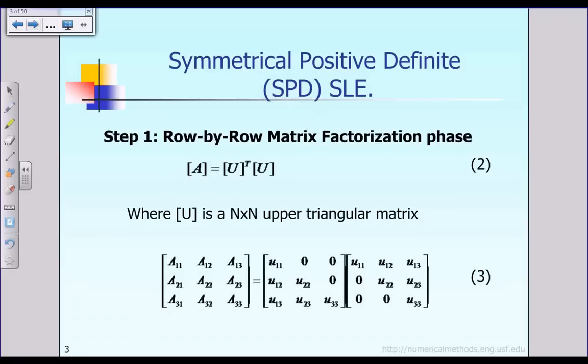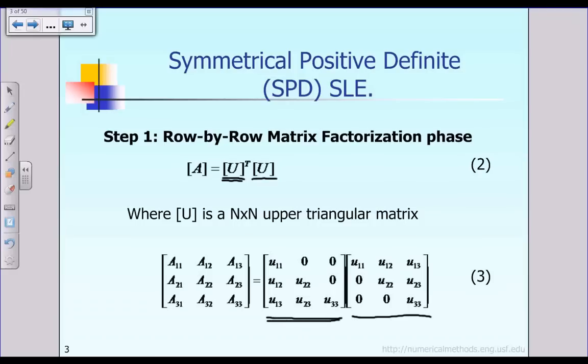Assuming that criterion is satisfied, then according to equation 2, we would like to factorize or decompose the matrix A into a product of the matrix U transpose times the matrix U, where the matrix U is defined as an upper triangular matrix, as you can see from equation 3. Therefore, the transpose of the matrix U will look like a lower triangular matrix right there.